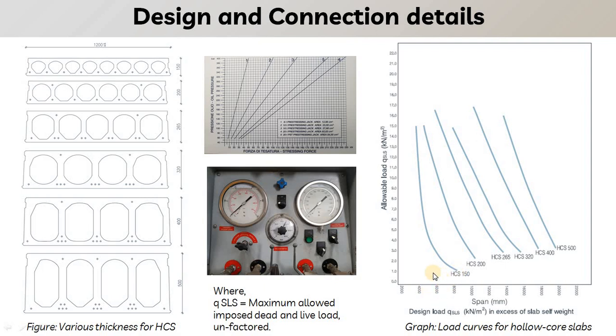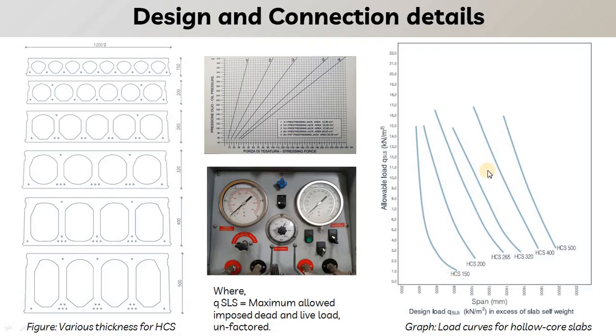So let us assume we have the span of 6 meter. So 6 meter of span with 150 mm hollow core slab, it can carry a load of 2 kilonewton per meter square. So if there is a room with a 6 meter of span, then we can go with 150 mm hollow core slab that can carry 2 kilonewton per meter square load.